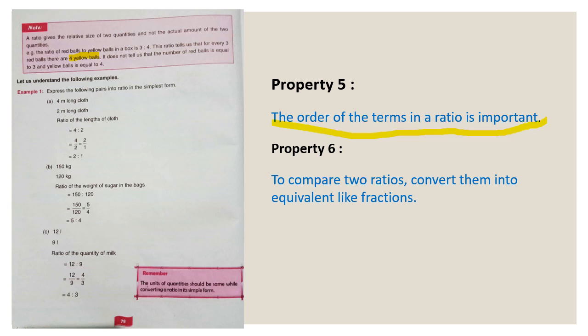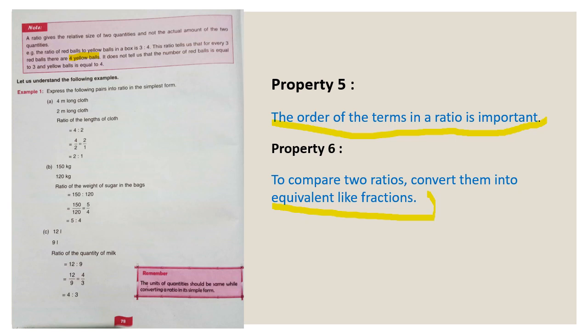Property number 5: to compare two ratios, convert them into equivalent fractions. If you want to compare the given ratios, whether one is greater, smaller or equal, you have to make them equivalent fractions. After that you can compare the ratios.